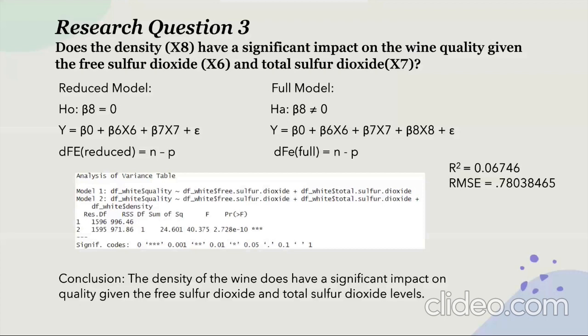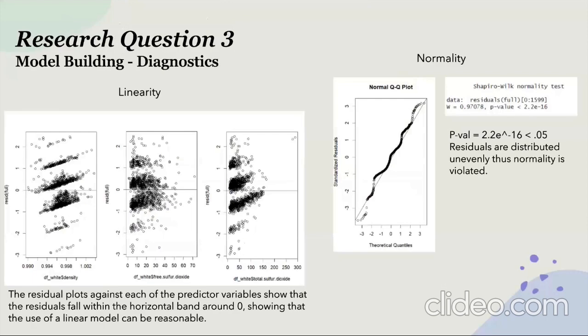However, before we can make any conclusions, we need to first check the assumptions of multilinear regression. We take a look at the residual plots of the predictor variables as well as a QQ plot and Shapiro-Wilk test to test for linearity and normality issues. The residuals fall within the horizontal line at 0 for all 3 residual plots, suggesting that linearity is upheld. However, with a p-value of less than 2.2 to the negative 16 power in our QQ plot, it suggests that the residuals are distributed unevenly, thus normality is violated.